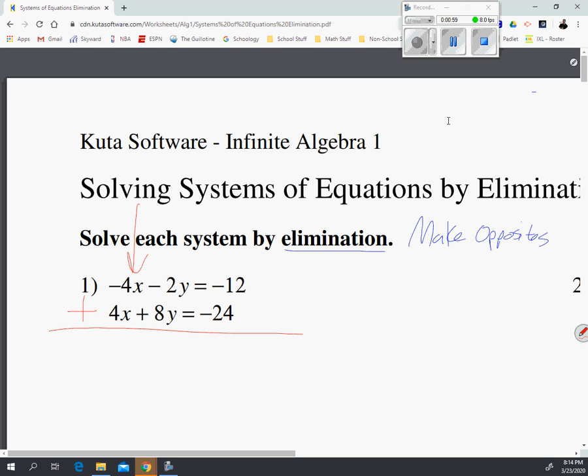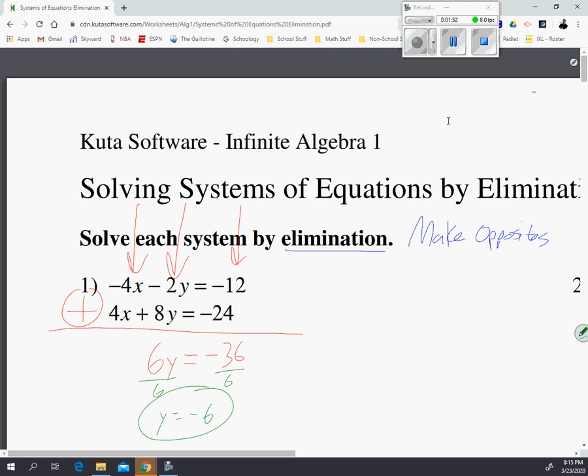So if I have negative 4x plus 4x, that's 0x. That is awesome. That's what I want to do. I'm actually not even going to write that because I don't need to. And if I add those down, it's going to be negative 2 plus 8, which is 6y. And don't forget these numbers. Here we have the equal sign. Negative 12 plus negative 24 is negative 36. So now just a little bit of rearranging to figure out, and we're going to get y equals negative 6 for that one.